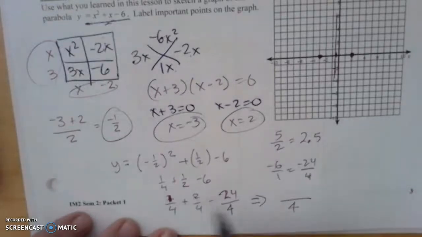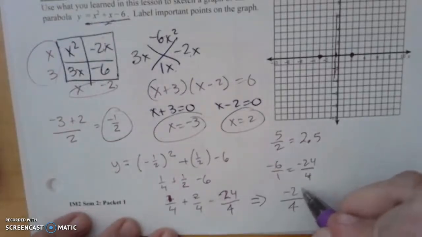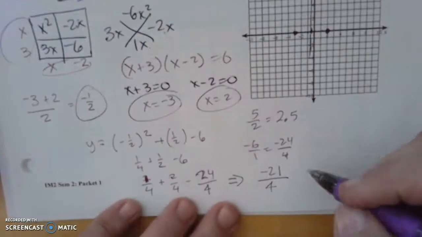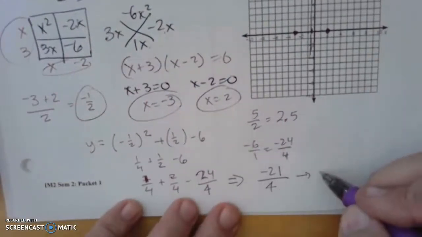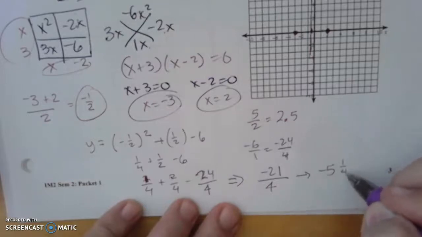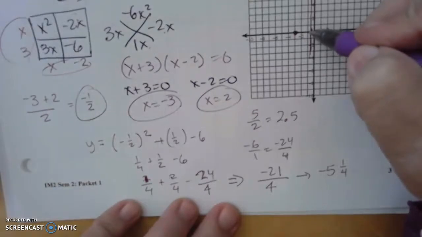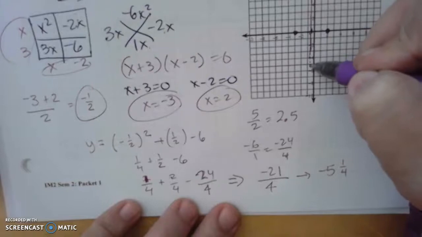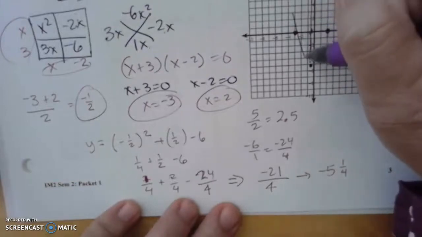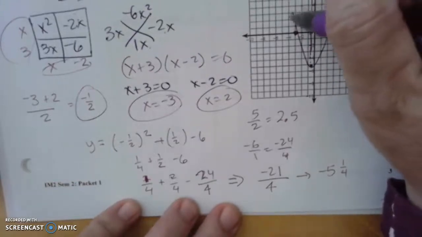Now I have something over 4. 1 plus 2 is 3. 3 minus 24 is -21. And if I divide that, -21 divided by 4 is -5, and there's 1 left over. So -5 1/4. So that means I'm going to go down here, -5, 4, 5, and 1/4, just a little tiny bit more, and that means our graph is going to look something like this.